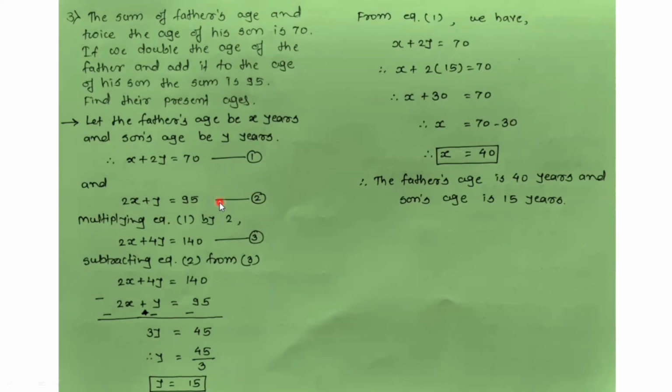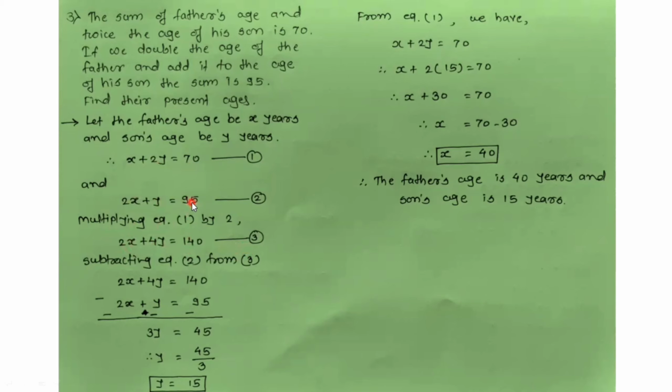Now we have to think over equations 1 and 2. We have to observe first whether the variable x or y has the same coefficient. None of the variables have the same coefficient, so we have to make them equal. For that, multiply equation 1 by 2. So if we multiply this equation by 2, we will have 2 into x, that's 2x, plus 2 into 2y, that is 4y, is equal to 70 into 2, that's 140. We'll call this equation number 3.